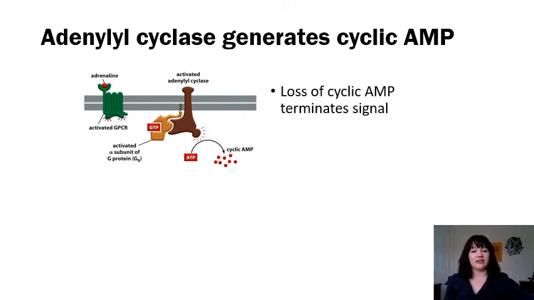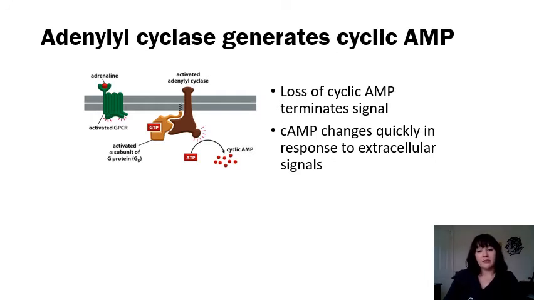Here you can see the next step in this GPCR signaling. Activation of a GPCR leads to GTP binding to that G protein. The alpha subunit separates, travels to its target, which in this case is adenylyl cyclase, and activation of adenylyl cyclase results in the synthesis of cyclic AMP from ATP.